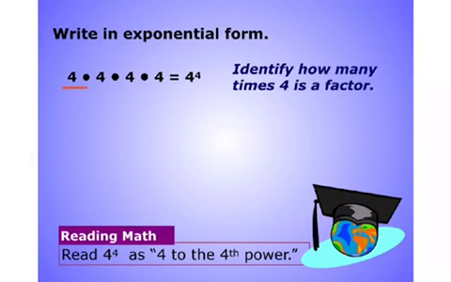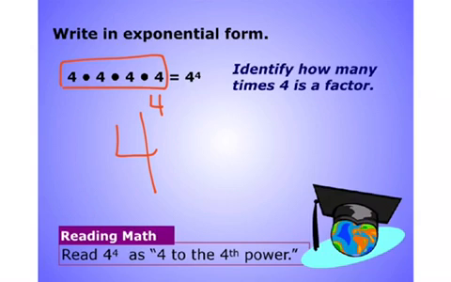So if we have 4 times 4 times 4 times 4, 4 is used as a factor, so that's the base, 4 times, so that's the exponent. So it's read as 4 to the 4th power.